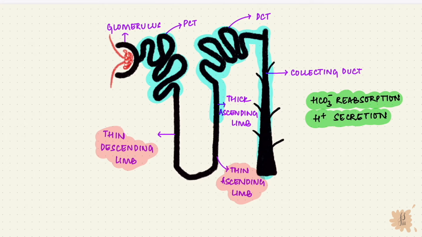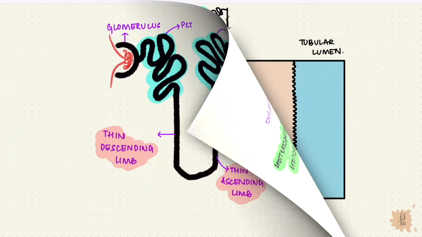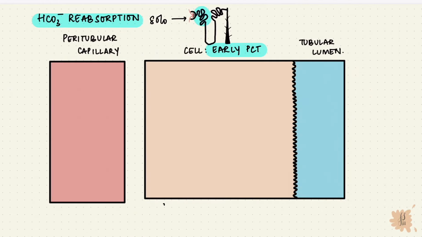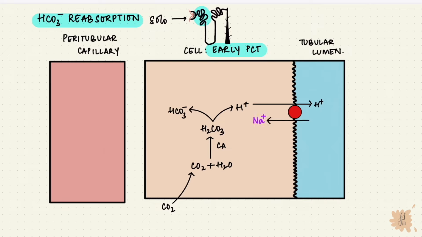80% of the bicarb gets reabsorbed in the early PCT. Carbon dioxide enters the cell, binds to water, and by carbonic anhydrase becomes carbonic acid. That dissociates into the hydrogen ion and the bicarb ion. The hydrogen ion gets secreted into the tubular lumen by a sodium-hydrogen exchanger. This is a secondary active transport.